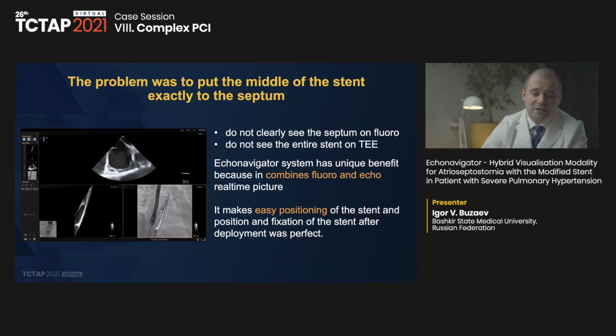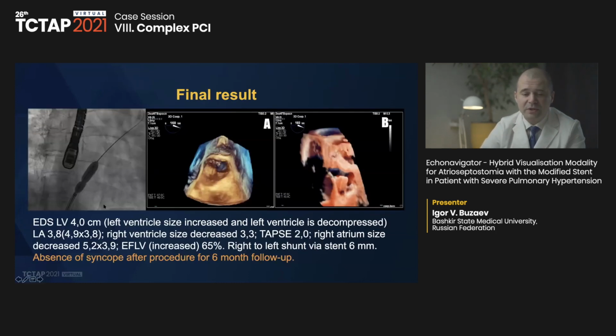In this picture, we can see the relationships. This is the septum, and this is our instrument. We see the X-ray picture and ultrasonic picture, and we can make good positioning of the stent. The position and fixation of the stent after that was perfect. You see the positioning of the stent on the X-ray. This is the balloon expanding moment with this kind of loop, and this is the echocardiography picture.